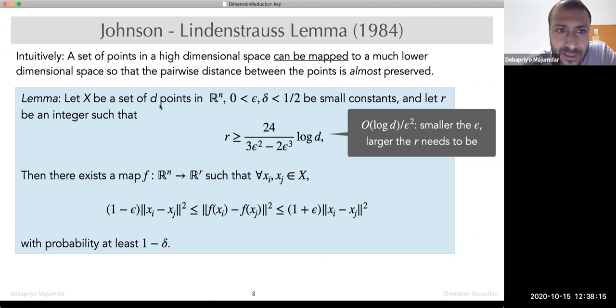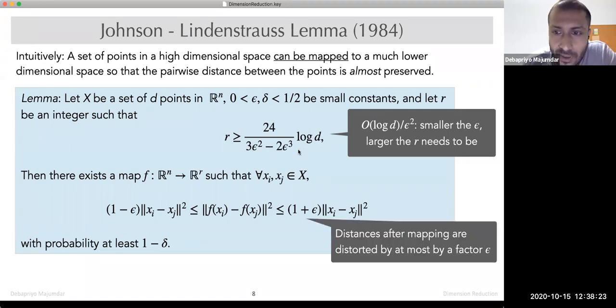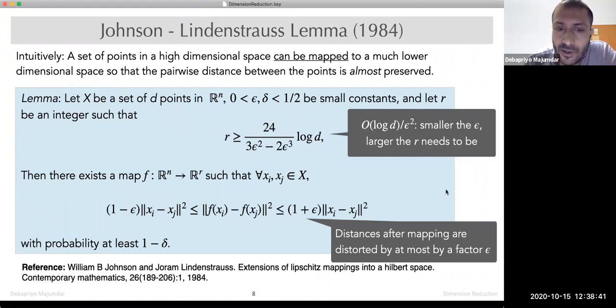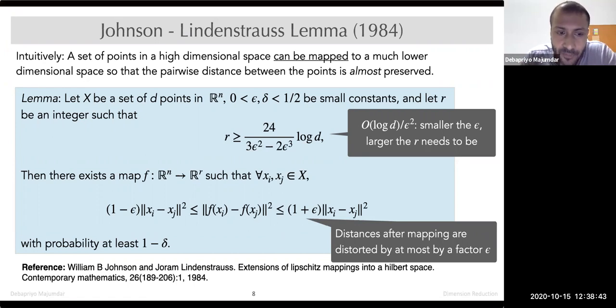D obviously is the number of points, the size of the set X. So D is a constant here. Epsilon is what you can trade off, right? And this part says distances after mapping are distorted by at most a factor epsilon. If epsilon is 10%, then you are guaranteed that the distance will be distorted by at most 10%. Okay, so this is the reference, the original paper, Johnson and Lindenstrauss.